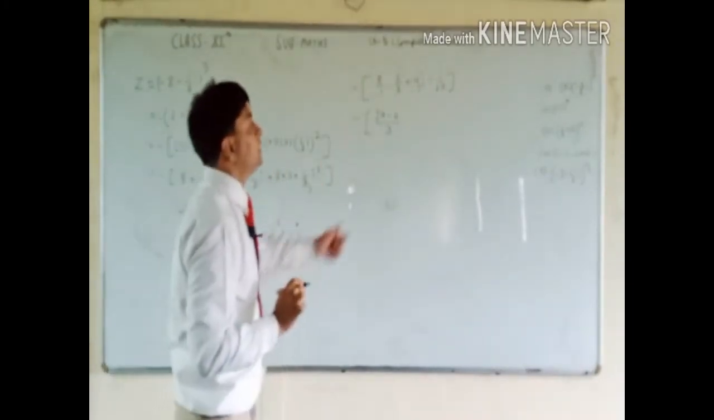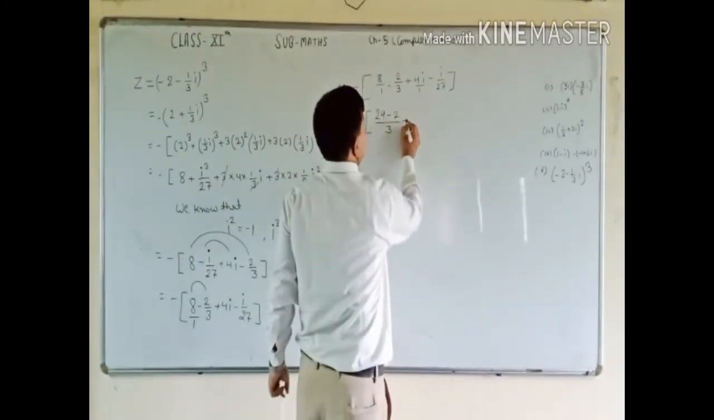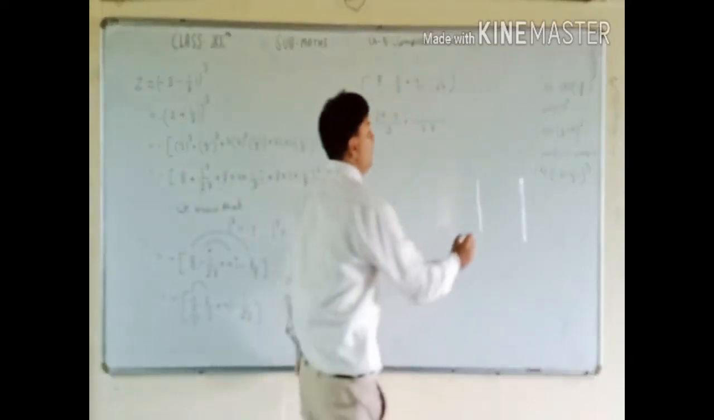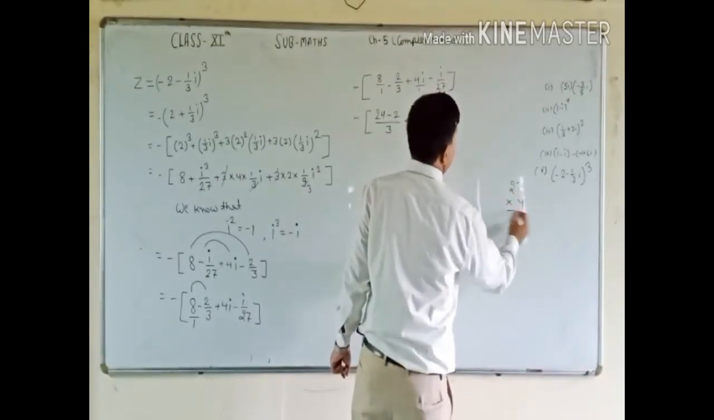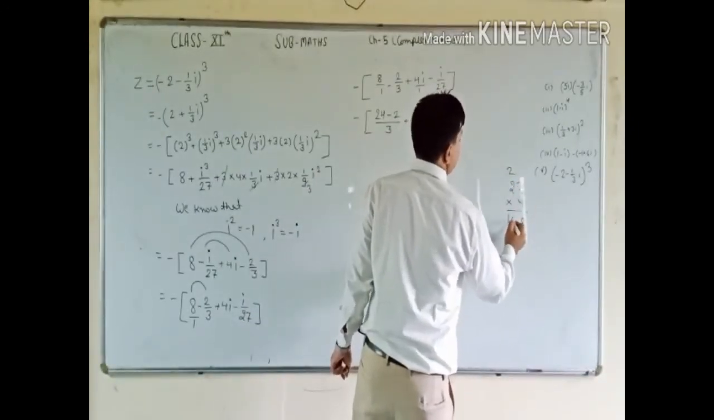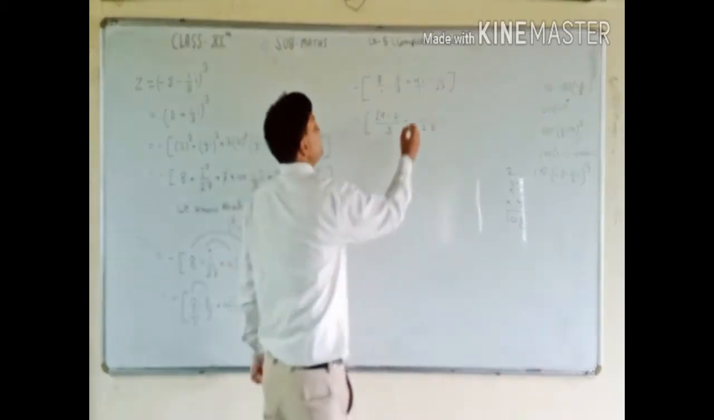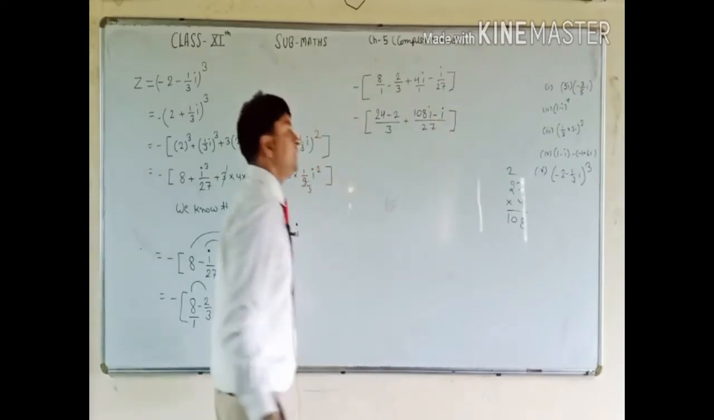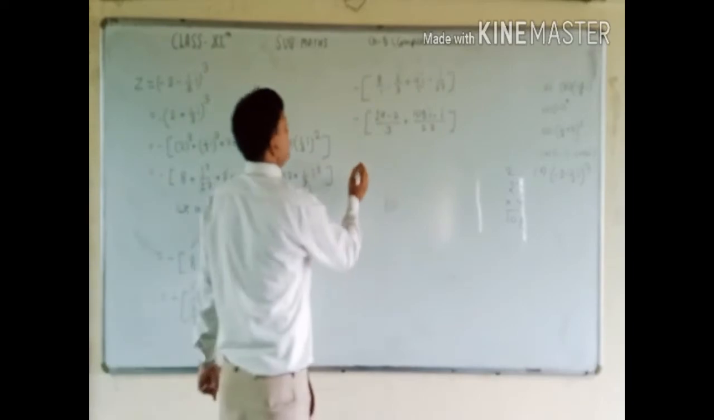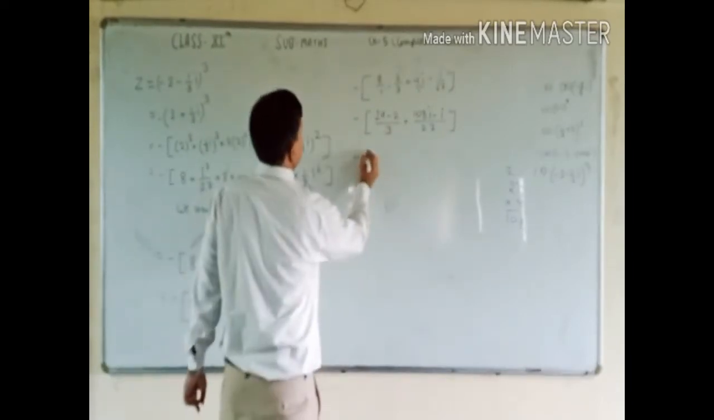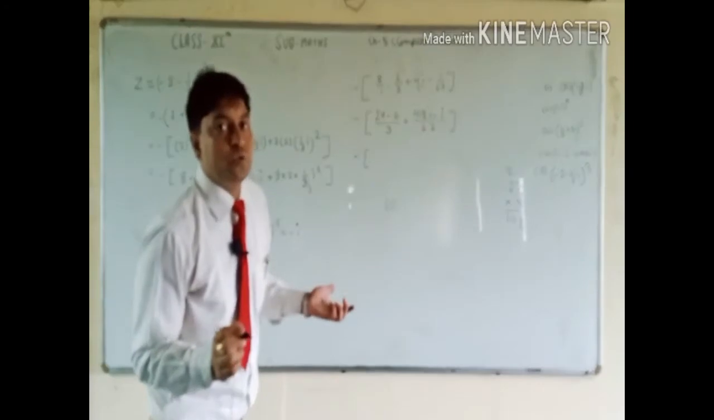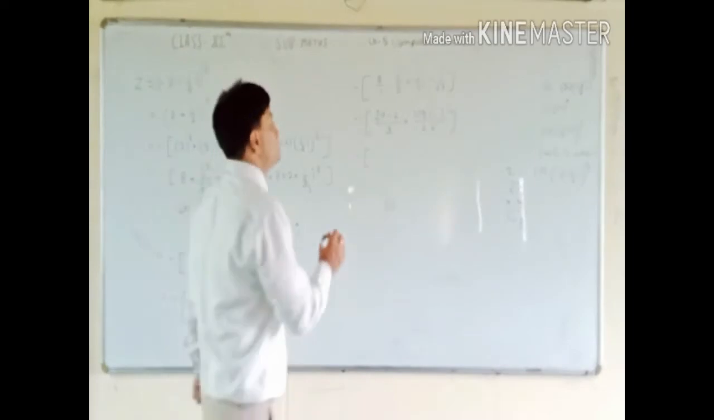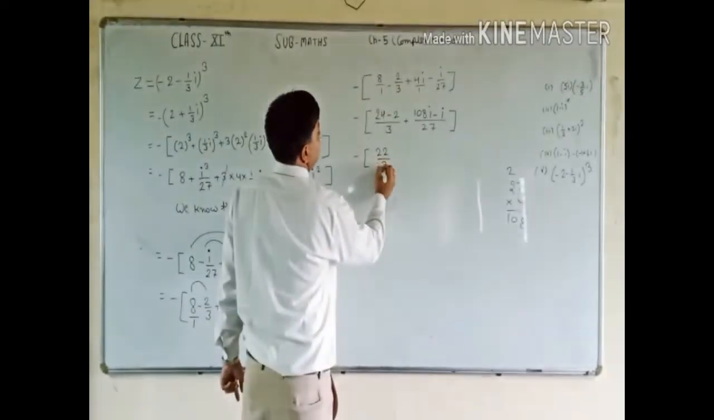Now the LCM of 1 and 27 is 27. 27 is multiplied by 4. We know that 27 is multiplied by 4, then we find 108. This is 108 iota minus iota. Okay students, now 24 minus 2 is equal to 22. Minus plus is equal to minus, but bigger number is 24, then the sign is positive. So we find 22 upon 3.